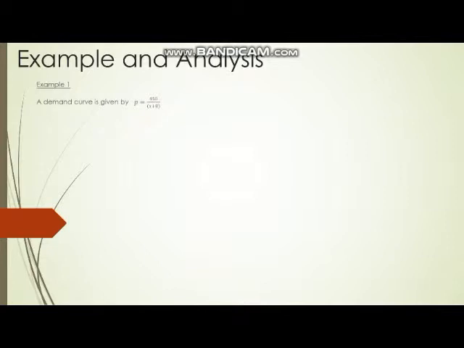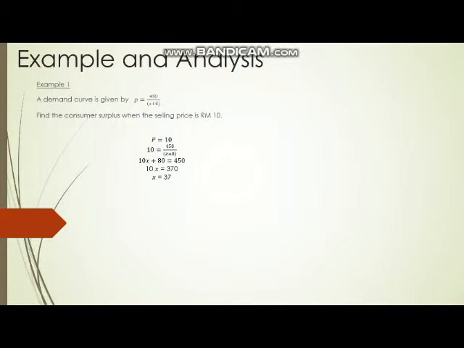Example and analysis. Example 1. A demand curve is given by P equals 450 divided by x plus 8. Find the consumer surplus when the selling price is 10 ringgit. We know that P equals 10. Substitute P equals 10 into the equation: 10 equals 450 divided by x plus 8. Finally, we obtain x equals 37. The number of products sold is 37.